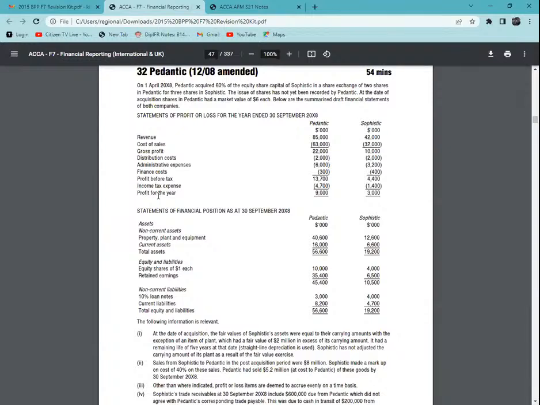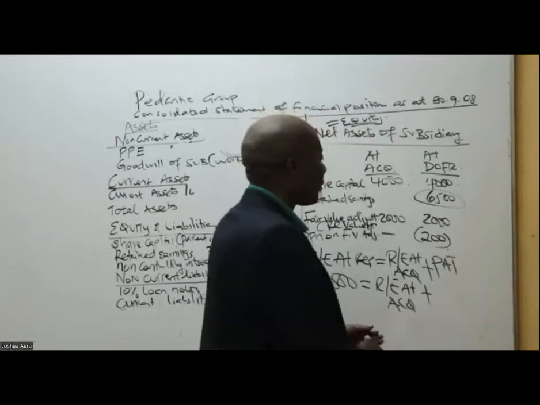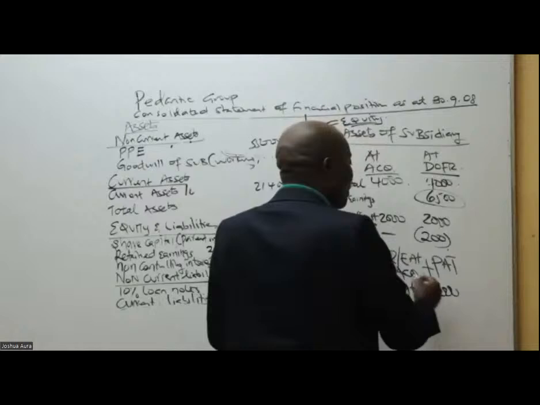Here, do not take the profit of the parent; take the profit of the subsidiary. They say it is 3K, isn't it? Profit of the subsidiary is 3K. But now there is something that you guys have forgotten: that this 3,000 is for a whole year.